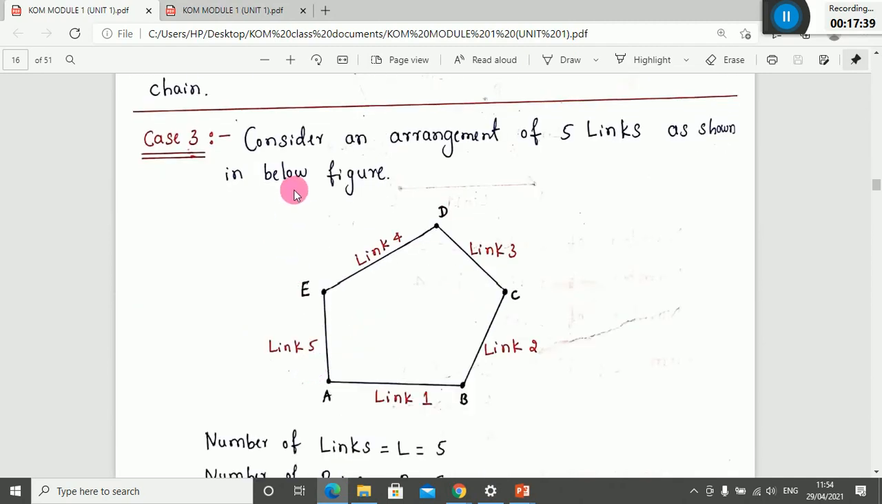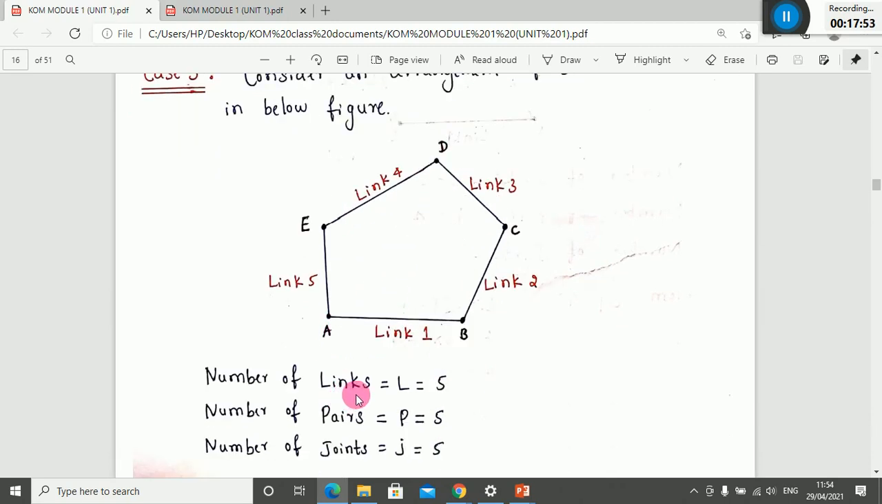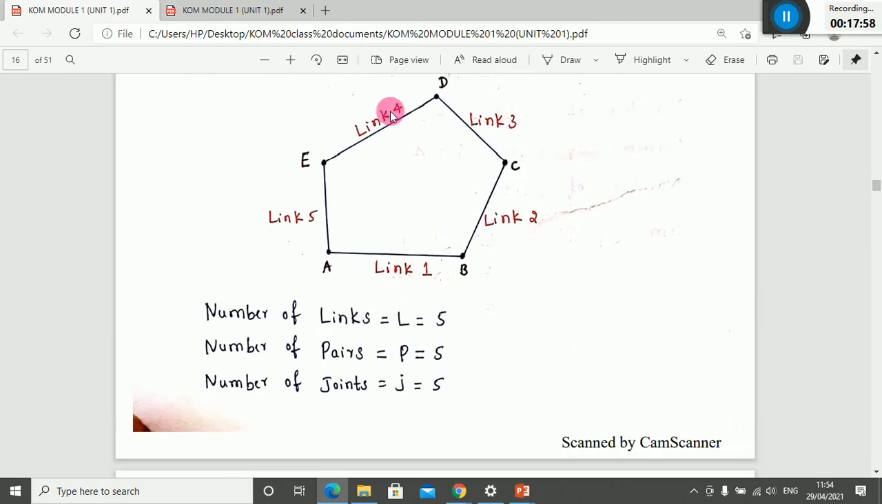Case 3. Consider an arrangement of 5 links as shown in the below figure. Just copy this figure. So it is having 5 links. Link 1, link 2, 3, 4, 5. AB is one kinematic link, BC, CD, DE and EA. And the number of pairs is 5. 1 and 2 will constitute one pair, 2 and 3, 3 and 4, 4 and 5, and 5 and 1.